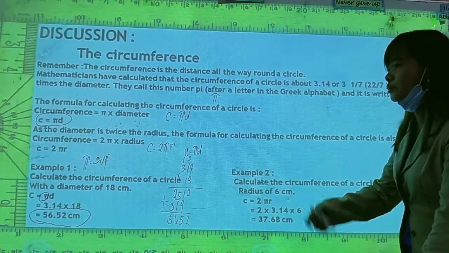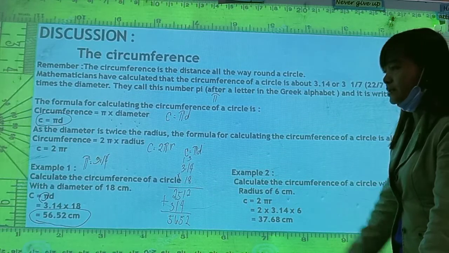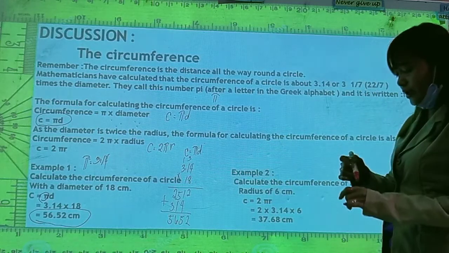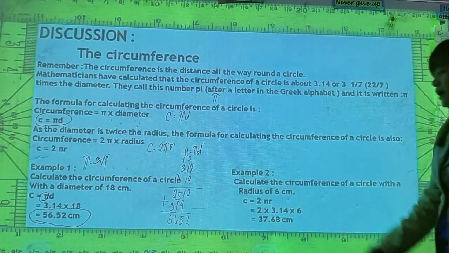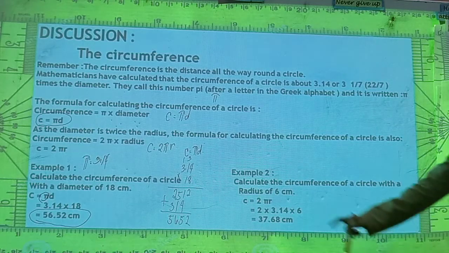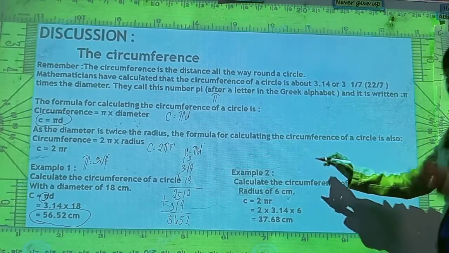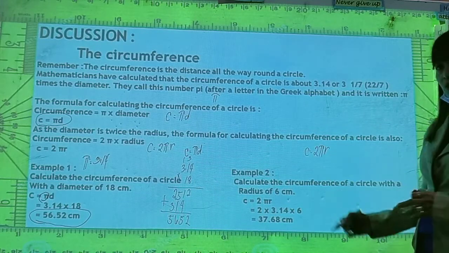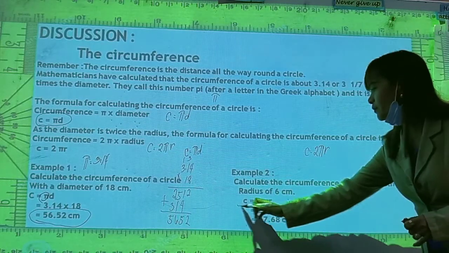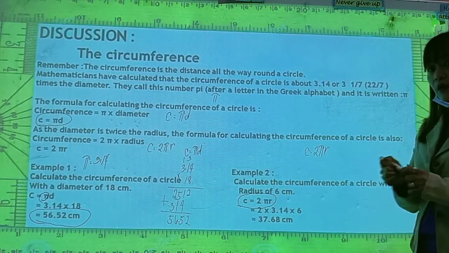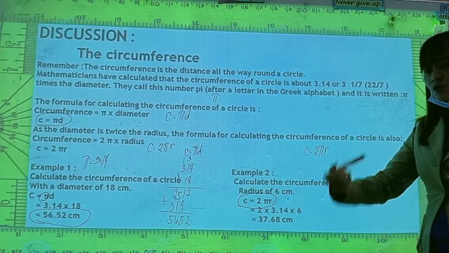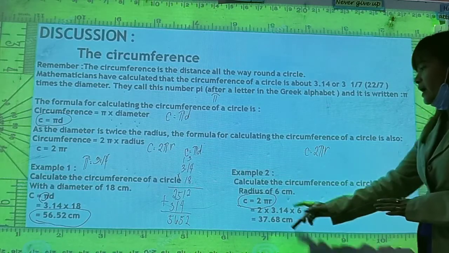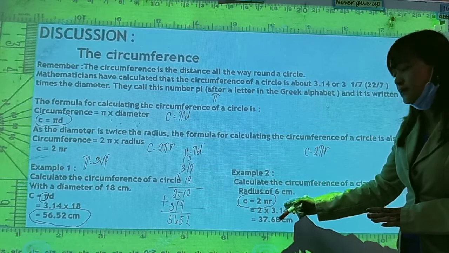Okay, so this is easy. How are we going to compute the circumference of a given circle with a diameter of 18? Okay, how about in example number 2? We need to calculate the circumference of a circle with a radius of 6 centimeter. Again, class, the formula for the radius is circumference is equal to 2 pi times the radius. So again, class, this is the formula for circumference. We are going to calculate the circumference of a given radius. Again, class, the given radius is 6 centimeter.